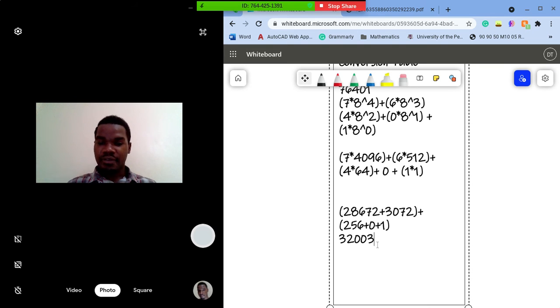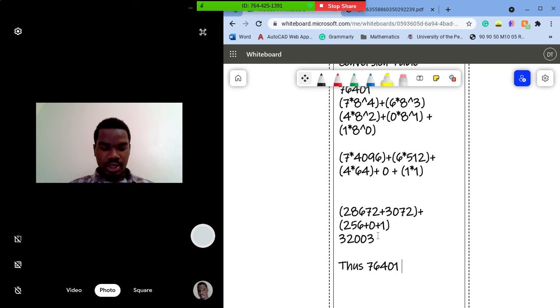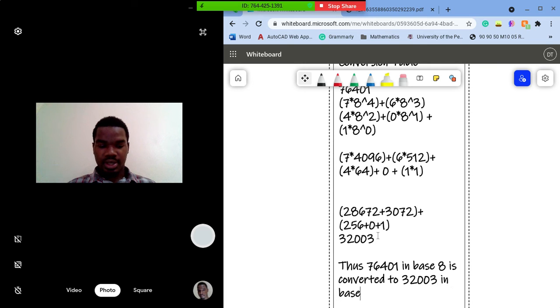So therefore your final answer is going to be thus 76,401 in base 8 is converted to 32,003 in base 10. Obviously you're going to put the letter 8 below it. Alright, any questions? I was correct.